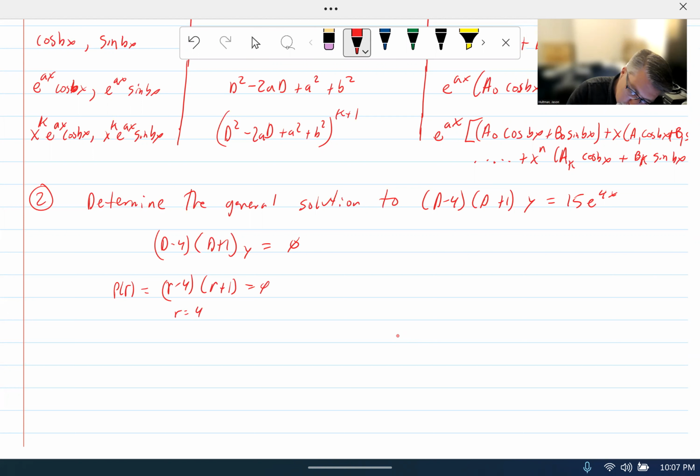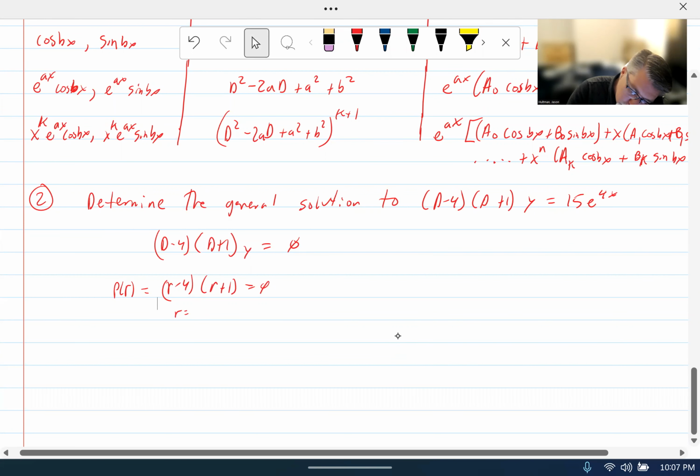We'll do the -1 first. Okay, r = -1 and r = 4. So I know that my y_c is going to be equal to c1 e^(-x) + c2 e^(4x). Okay, so that's the easy part.